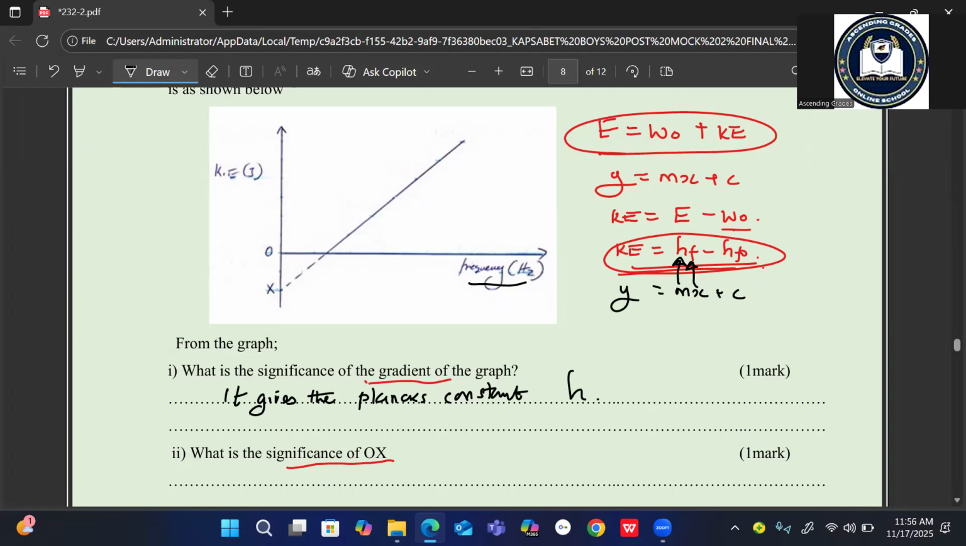What is the significance of OX? It's like you're being asked about the y-intercept. My y-intercept is carrying a value of negative work function. So with a negative value, you're going to get the work function in joules. The negative work function in joules.